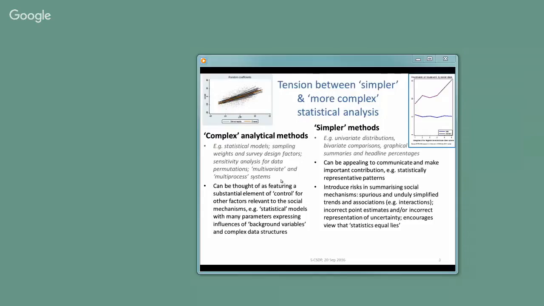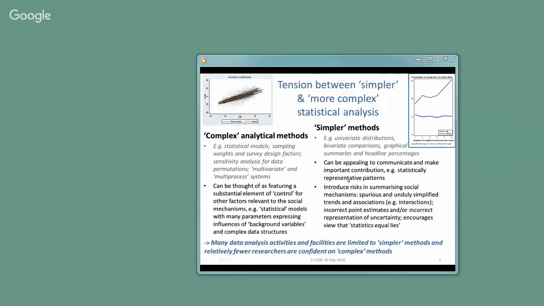And in general, this is a bit of a challenge actually for people interested in using social statistics to tell stories about social processes, because by definition, complex analytical methods are harder to know about. They're not as routinely taught on introductory courses. They go off in all sorts of different directions. There's all sorts of different things that you can try and learn about. They're harder to work with and harder to get on top of.